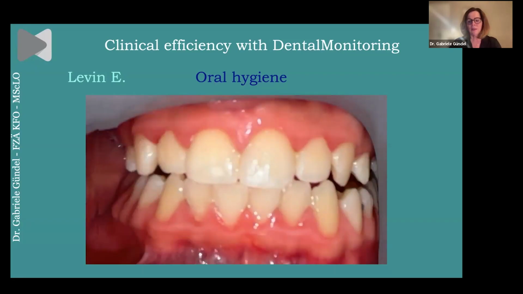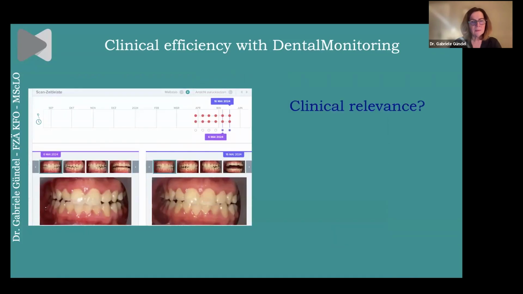hygiene. I have the feeling that if I show my patient here, dear patient, you have only red spots here. So the red spots show me that you cannot clean your teeth properly, very dangerous for the fixed appliance, but also I see on the red spots here that you do not do your scans in time.